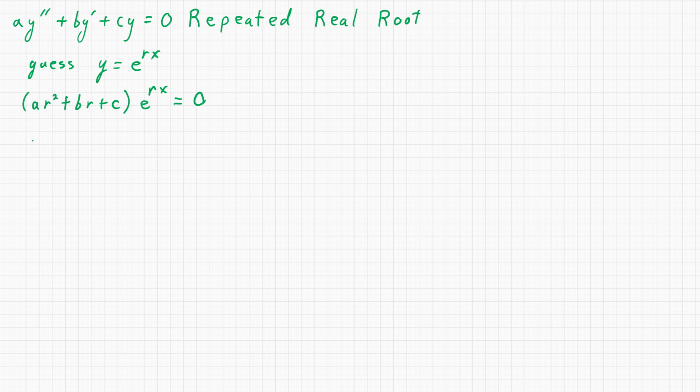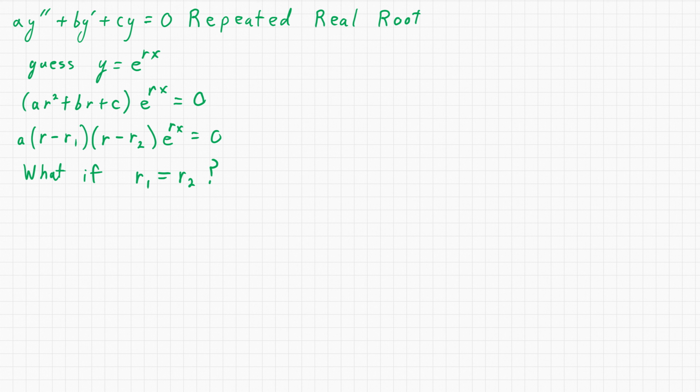I'm going to go ahead and take an a out of that, so not worry about it. And then you end up with (r minus r1)(r minus r2), the two roots, times e to the rx equals 0. Well, what if r1 equals r2? So then we have a little problem.